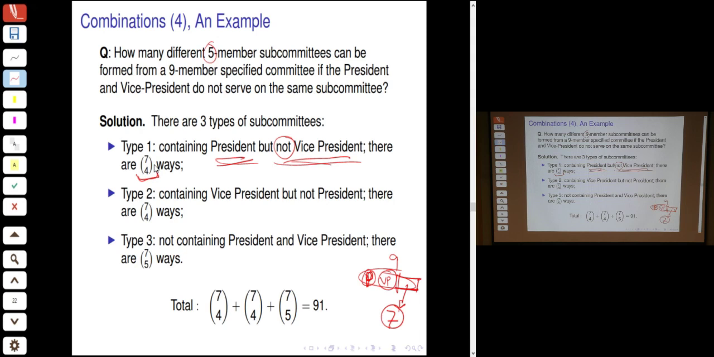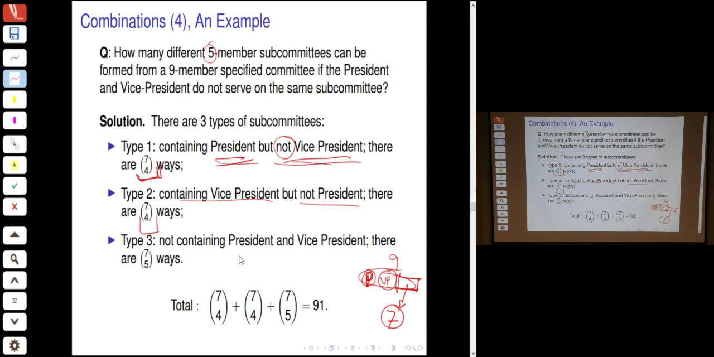Any questions? So let us now look at the number of committees which contain the vice president but not the president. So this is a different category, but if you think of it in terms of a counting problem, it is exactly similar to the first case. So you constrain yourself to have one of the 2 special people and not have the other special person, and then you choose the remaining 4 members from the 7 ordinary members. Okay? So this is again 7 choose 4, just like the previous case.